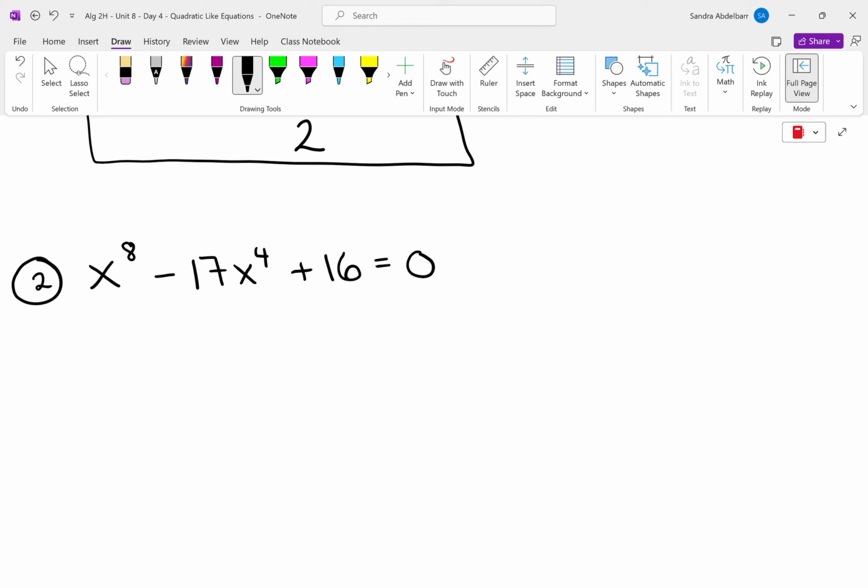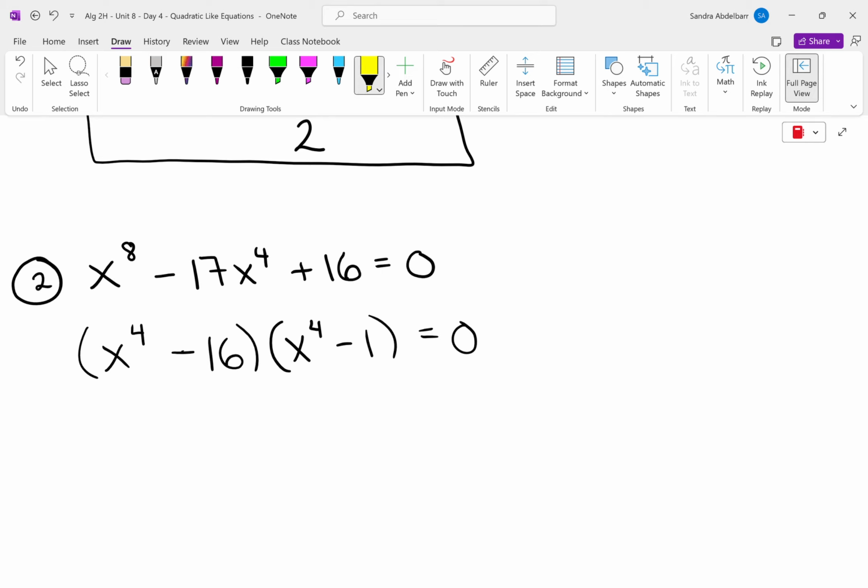Is it necessary for this problem? Good. Why is it not necessary? Because we can factor. Don't go the longer route if you don't have to. So I'm going to go ahead and factor this, and I'm going to get x to the 4th minus 16 and x to the 4th minus 1. How many solutions should we have at the end of this? 8. We should have 8 solutions at the end of this.